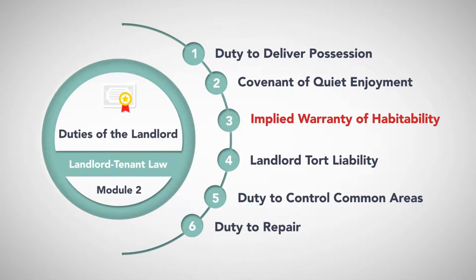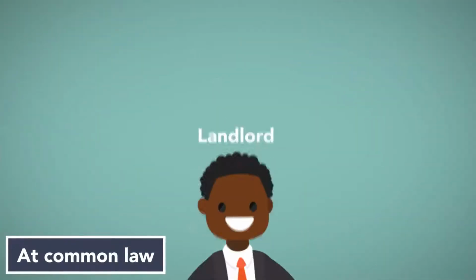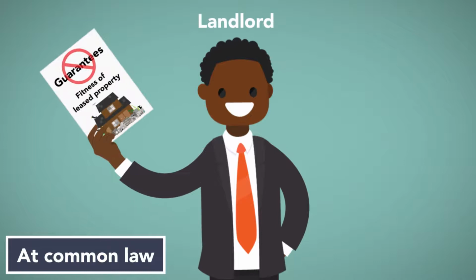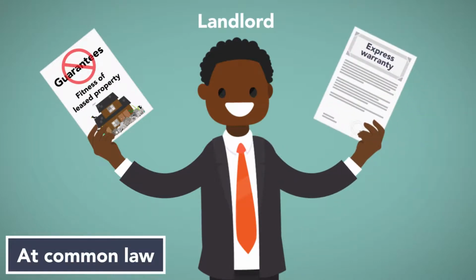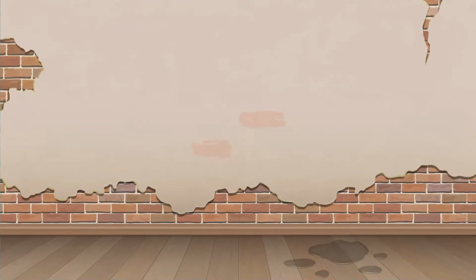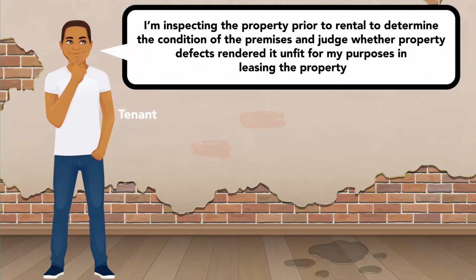Implied warranty of habitability. At common law, a landlord has no duty to make guarantees regarding the fitness of leased property unless the landlord has offered an express warranty. Instead, the tenant was expected to inspect the property prior to rental to determine the condition of the premises and judge whether property defects rendered it unfit for his purposes in leasing the property.